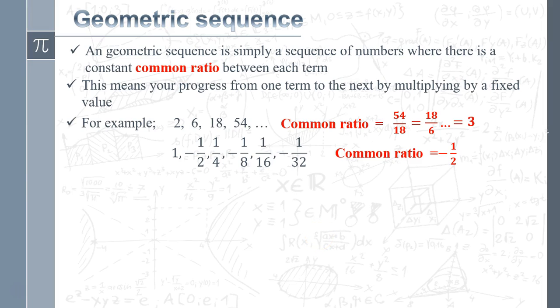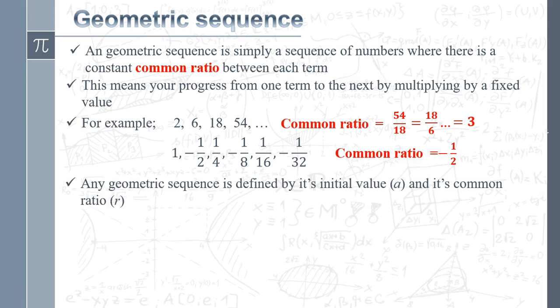So let's now have a look at how we define our generic formulae, which will tell us the particular term in the sequence and also the sum of a geometric sequence. And what we've got is, again, a geometric sequence is defined by two things. It's defined by A, the initial value, and this time, instead of a common difference, it's a common ratio, that's R. So very similar structure to our arithmetic sequences.